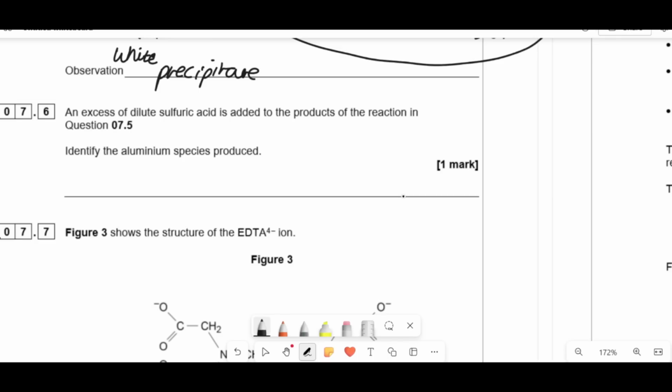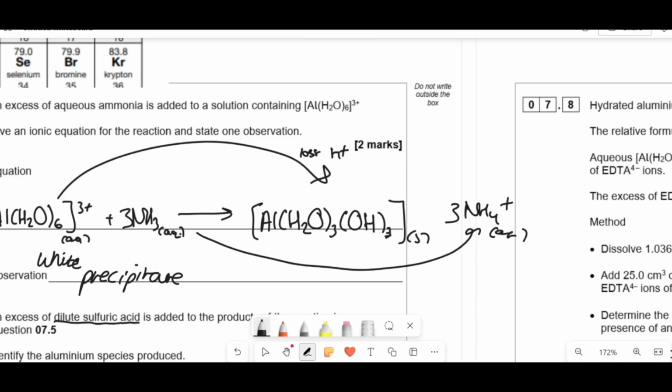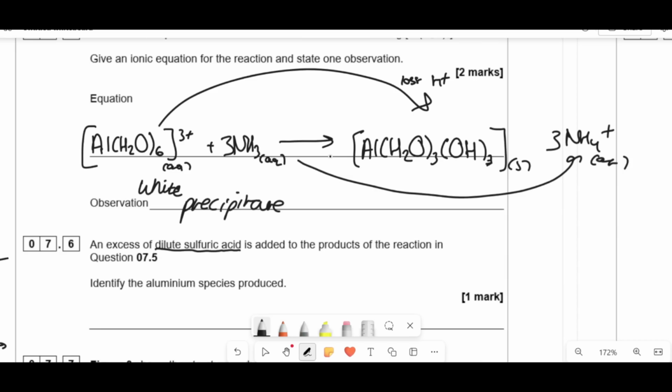So an excess of dilute sulfuric acid is added to the products of the reaction in this. Identify the aluminium species produced. So they're adding an excess of this sulfuric acid to this. What's going to happen? Every single acid dissociation reaction is reversible, as in this is, remember, acting as an acid because it's losing those H+, so you can actually go back.